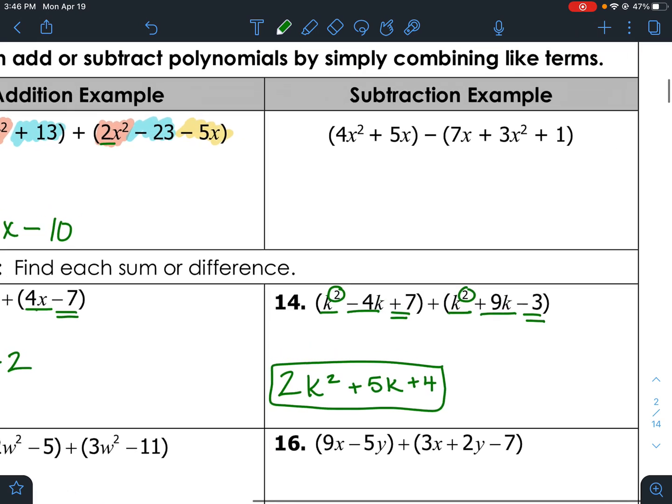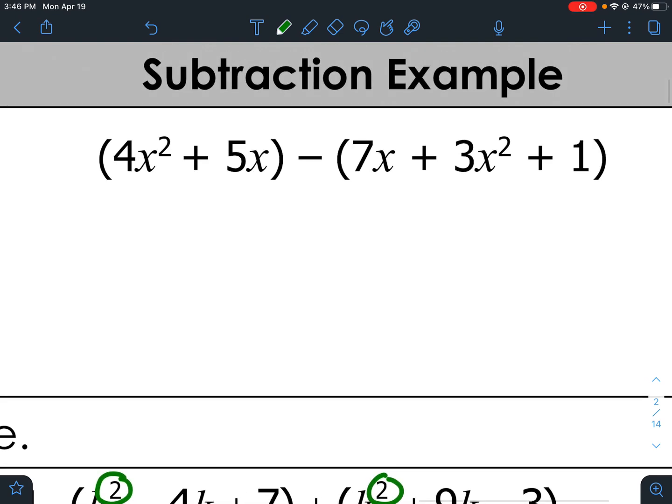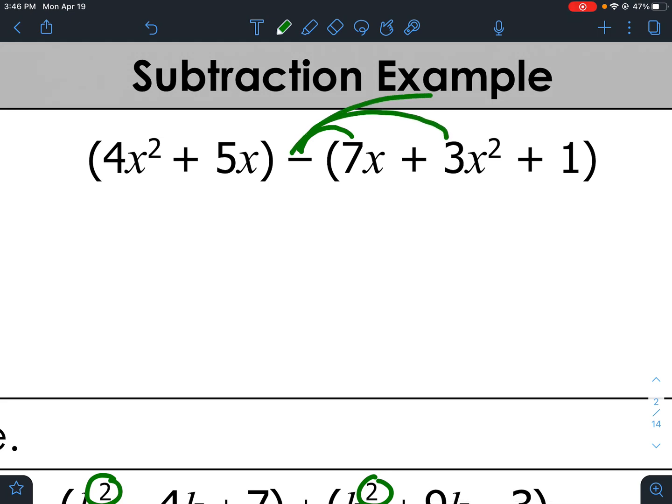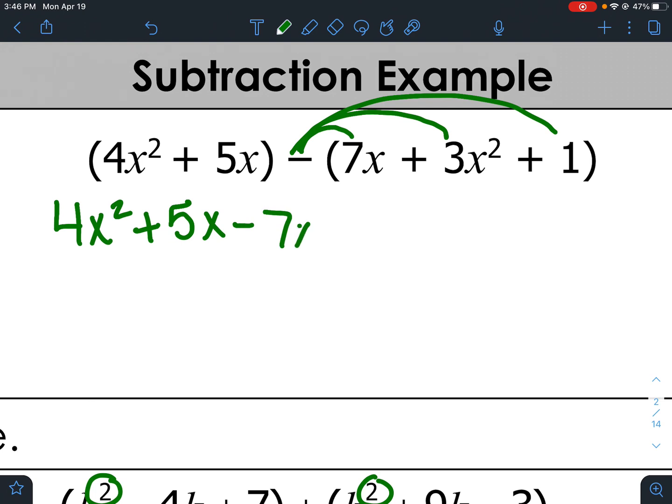Subtracting is a little bit weird because what I have to do with the subtraction sign is distribute it to every term that we have. So I'm going to rewrite this first chunk as 4x squared plus 5x. And now I'm going to distribute that negative. A negative times a positive is a negative. So negative 7x. A negative times a positive is another negative. So minus 3x squared. And again, negative times a positive is a negative, negative 1.